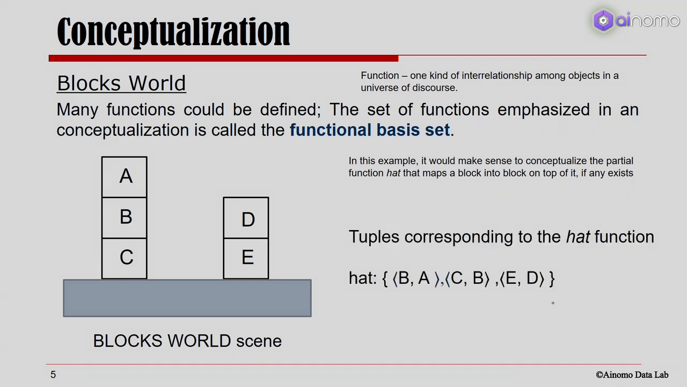Now, tuples corresponding to the hat function would be the pairs BA, CB, ED. Let us look at one of them and try to understand what we mean by this. If you think of hat as a function, it would take one object and it would return another object, and in this example the hat maps a block into a block which is on top of it. So, if you take B here, the hat function would return to us an A, which is the block on top of it. Similarly for CB and the pair ED.